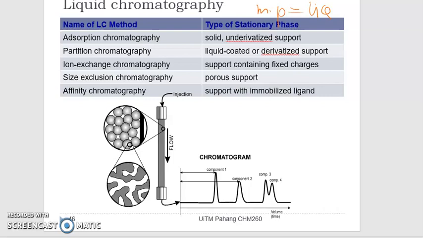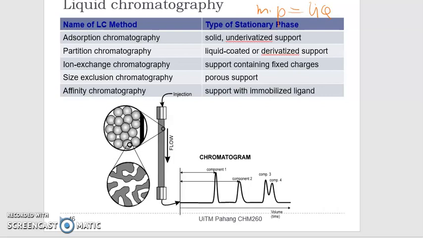But partition chromatography, liquid is coated or derivatized on the solid support as the stationary phase. And for partition chromatography kita ada dua pula lah. So normal phase dengan reverse phase.